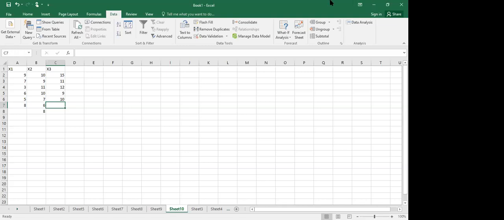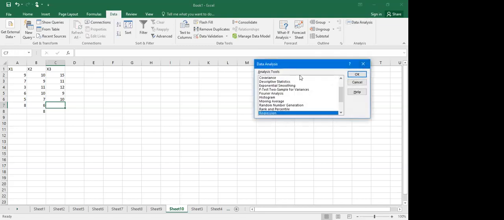So we are now going to go to data analysis. And we will choose, I think it is the first one, ANOVA single factor.